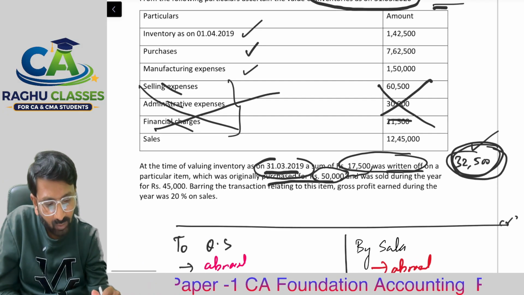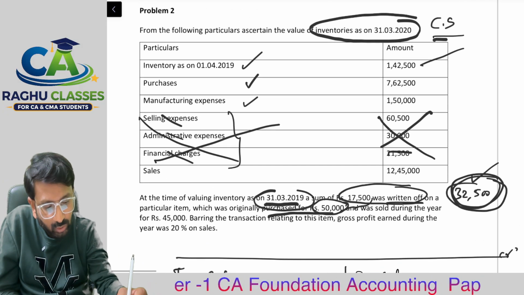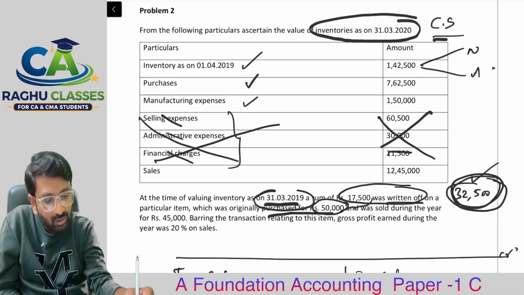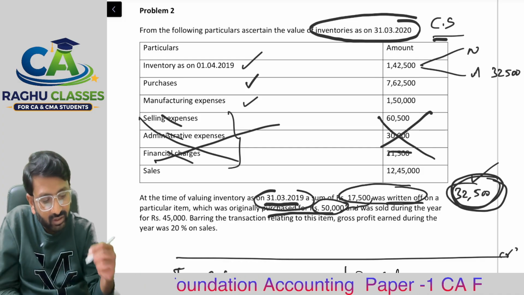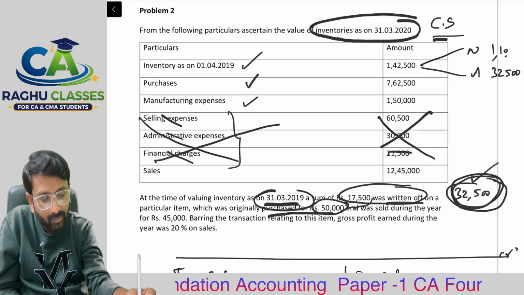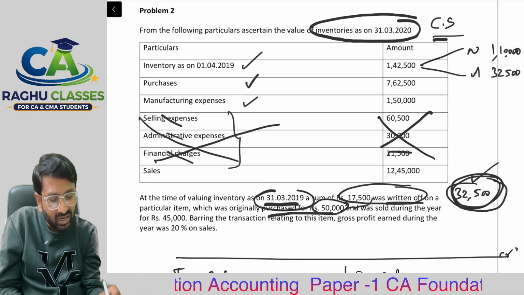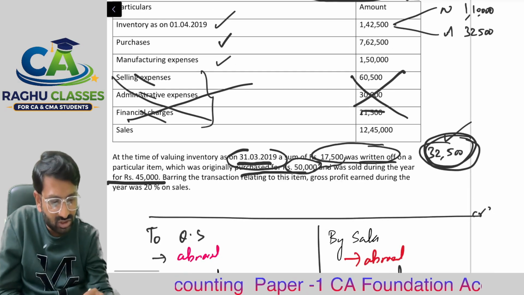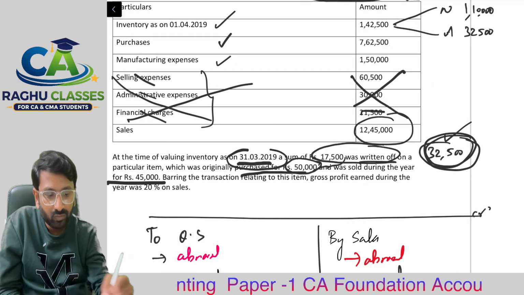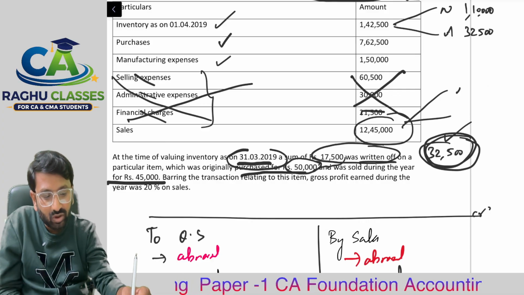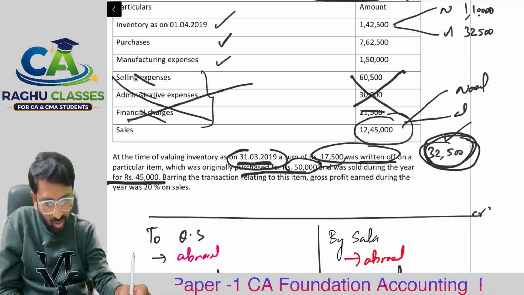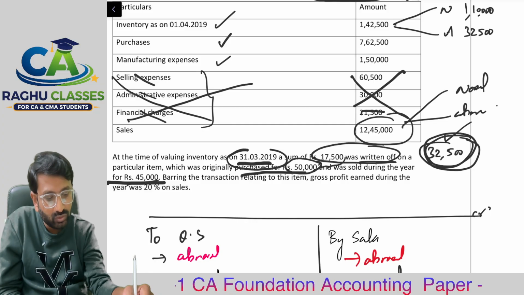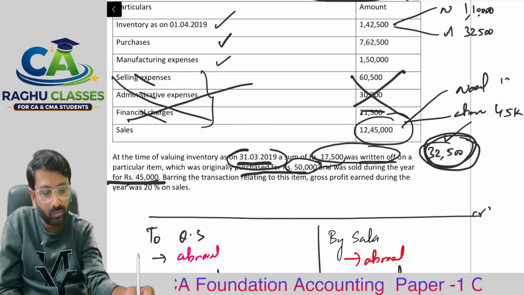So what I'll do, this opening stock 1,42,500, I'll divide into normal item and abnormal item. How much is abnormal now? 32,500. The remaining 1,10,000 is normal. And this item is ultimately sold during the year for 45,000. So what I will do, this 12 lakh 45 sales is given now. This again will divide into normal sales and abnormal sales. So abnormal we know is 45,000. So the remaining 12 lakhs will be normal.